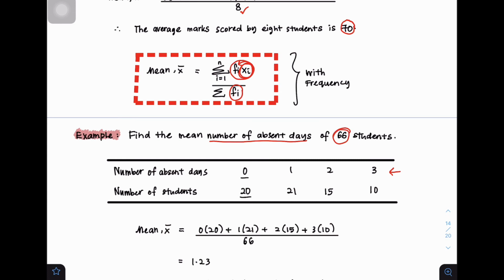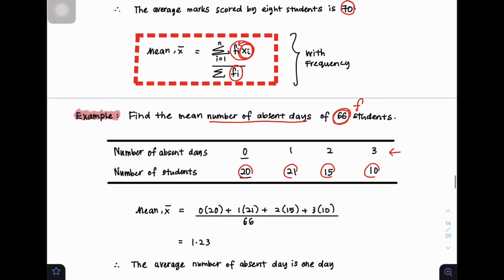66 student ini adalah kita punya frekuensi. Ataupun awak nak dapat frekuensi, awak boleh tambah 20, tambah 21, tambah 15, tambah 10. Okey, sekarang kita nak cari purata. So, benda pertama kita kena buat adalah kita kena darabkan data ni dengan frekuensi dia. 0 darab dengan 20, 1 darab dengan 21, 2 darab dengan 15, 3 darab dengan 10.